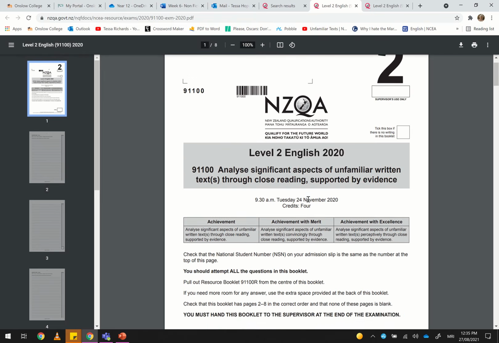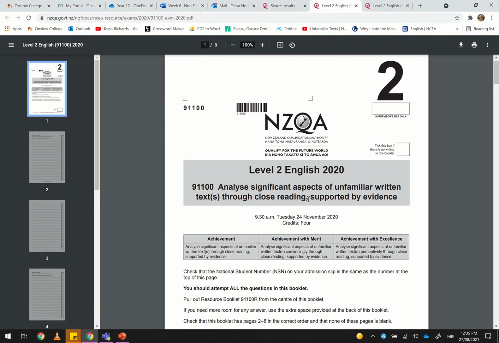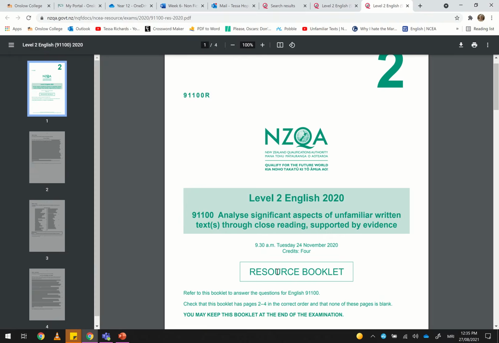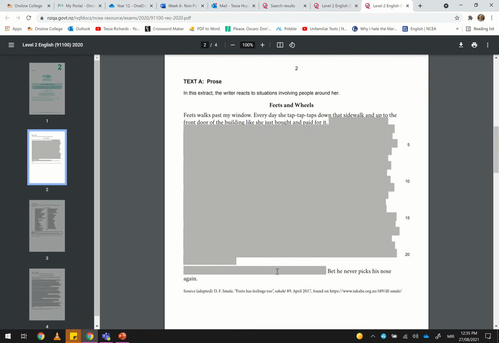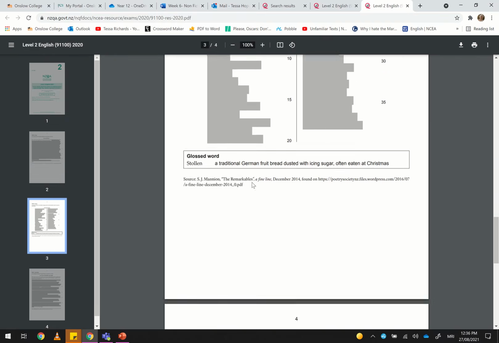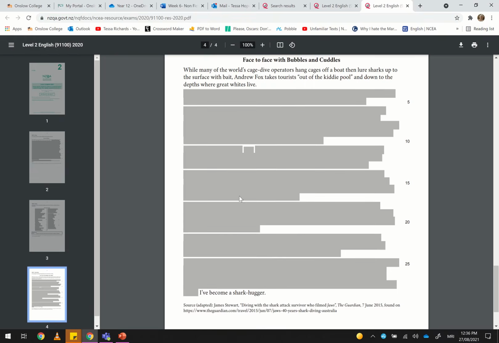So you can see here, this is my answer booklet. This is what it will look like, what you're given. Analyze significant aspects of unfamiliar written text. And you'll also be given the resource booklet, and it says resource booklet on the front here. So you can see you've got text A, which is the prose, which is just the regular piece of fiction writing. Remember, NCEA blanks it out for copyright reasons in the exemplars online, but yours will obviously have words. Text B is the poetry, and text C is non-fiction text.